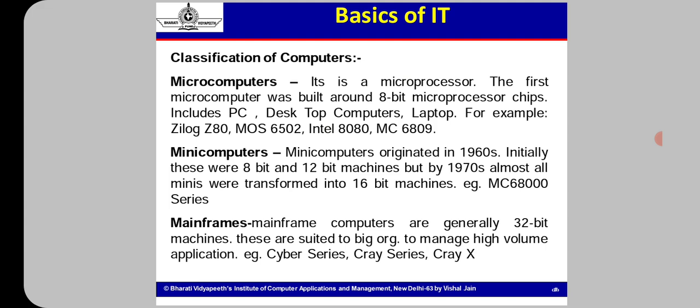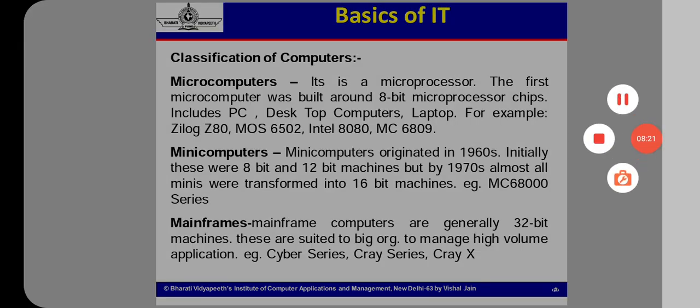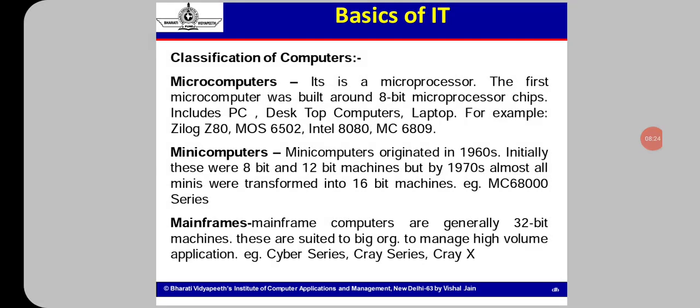Second type of computers are mini computers. So what are mini computers? Mini computers originated in the 1960s. Initially these were 8-bit and 12-bit machines, but by the 1970s almost all machines were transformed into 16-bit machines. Third one is mainframe computers. Mainframe computers are generally 32-bit machines. These are suitable for big organizations to manage high volumes of data and applications. Examples are Cyber series, like that.